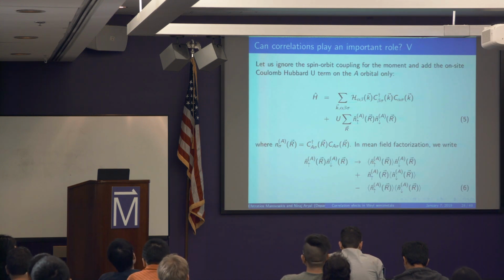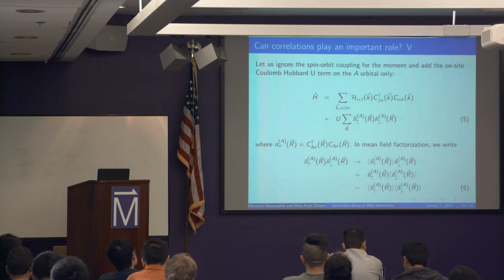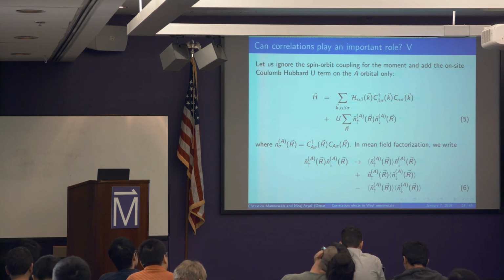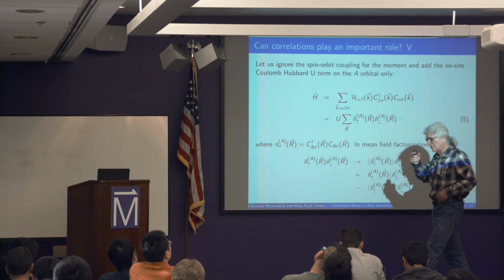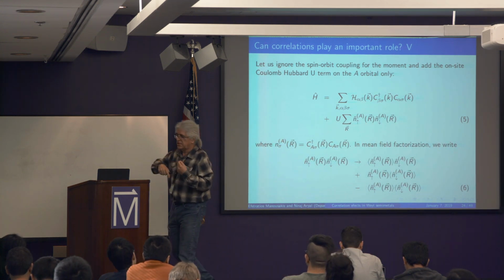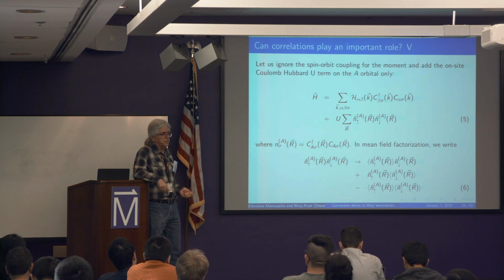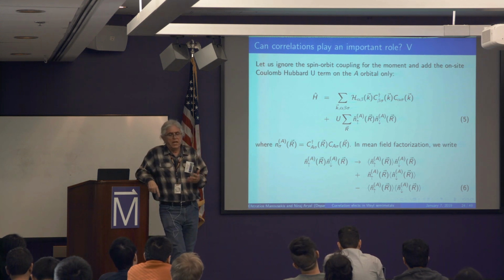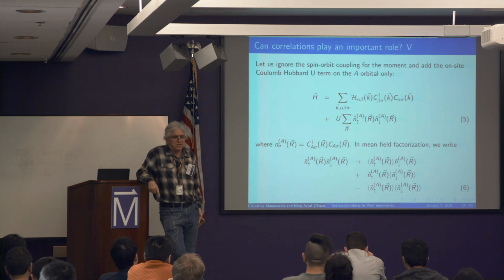So now let me add to this general tight binding model with 2 orbitals a positive U only on the A orbital. So I add a positive U term on the A orbital. That means every time 2 electrons go on top of one another in the A orbital, they feel some Coulomb repulsion. And I'm going to treat this by mean field theory, right?